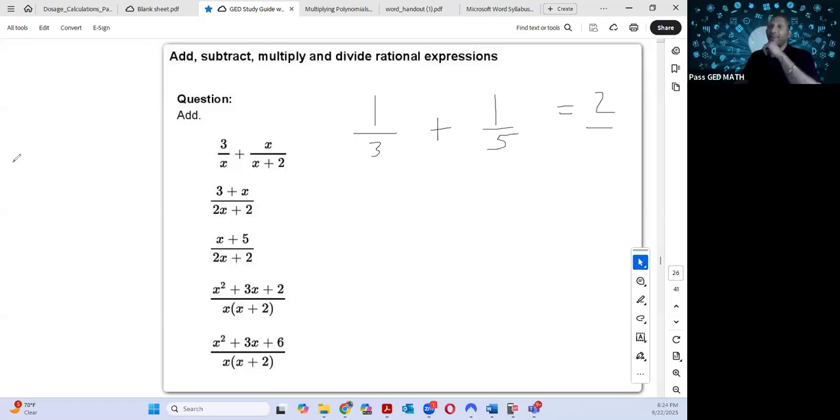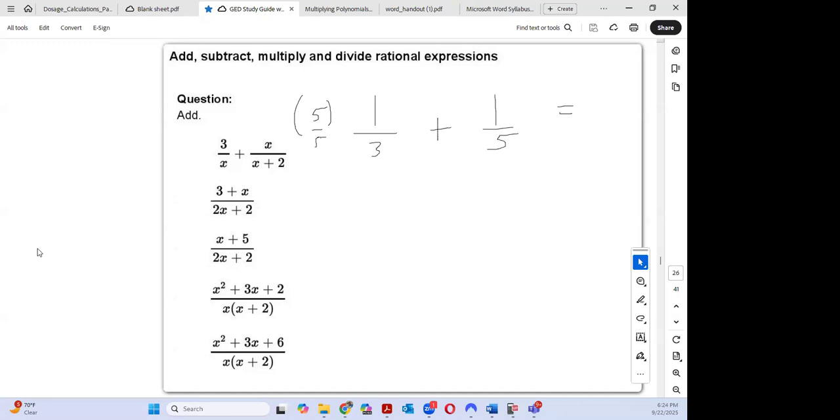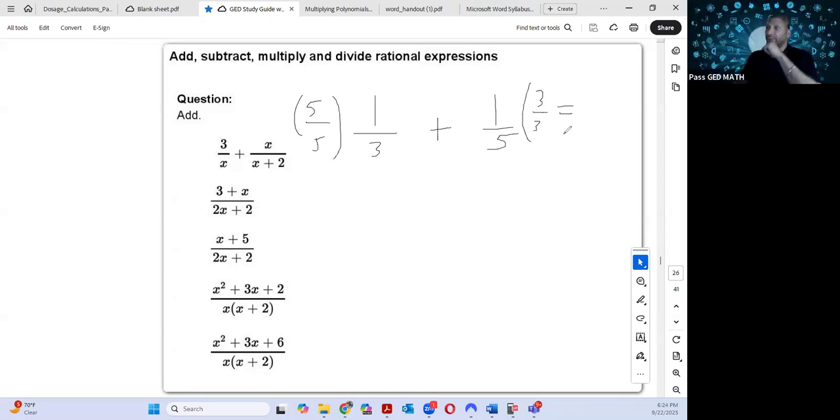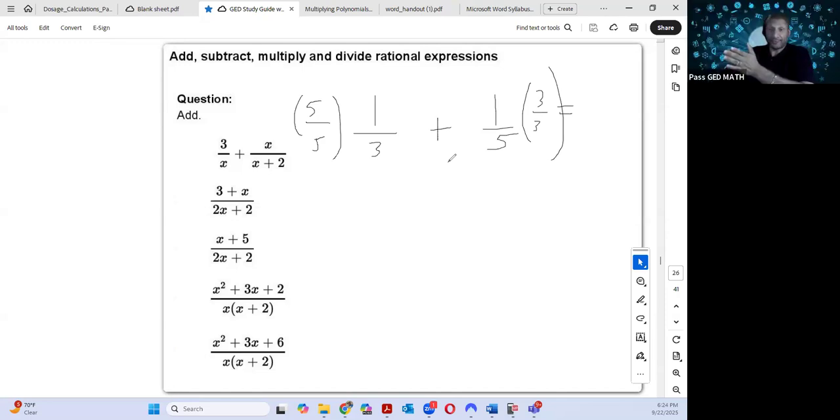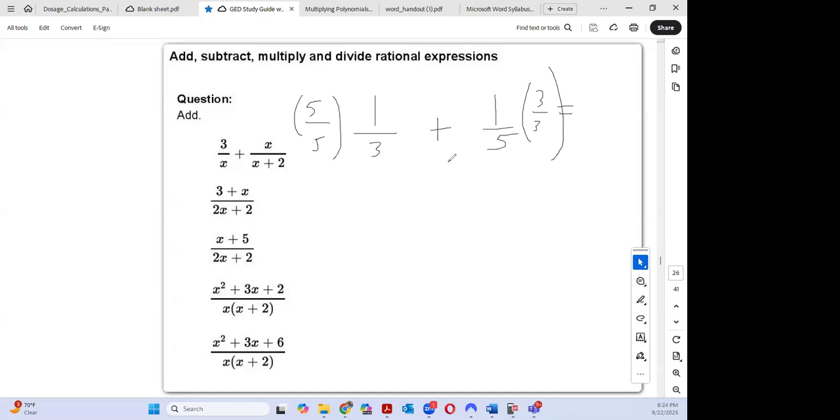What I'm going to do is find a common denominator. So I'm going to multiply this side by 5/5, and I'm going to multiply this side by 3/3, because in order to add and subtract fractions, you must have a common denominator. Does everybody understand that? What I did was multiply the first term by the other denominator, top and bottom.